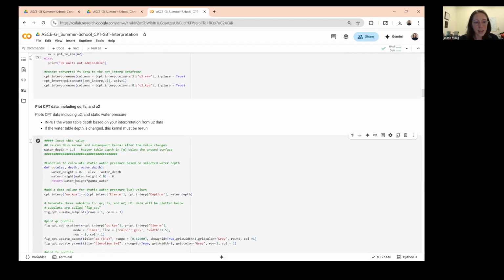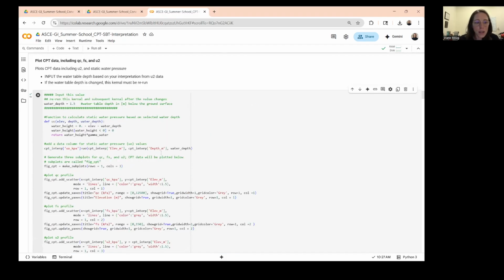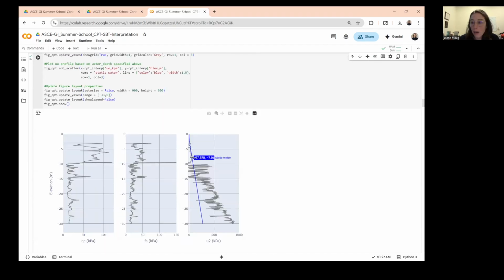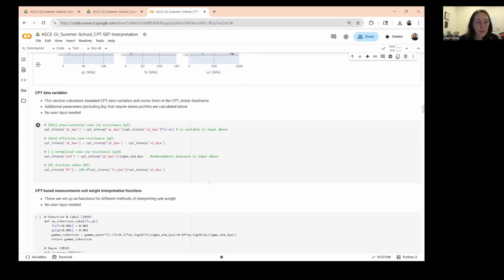In this section here, you'll get a plot of the CPT data, cone tip resistance, sleeve friction, and U2, as well as the interpreted static water table. In this case, we can see that in this upper unit, we're getting about hydrostatic water conditions measured with the cone. And then if you want to, you can also change the water table depth. You can try making it 2 meters, rerun the kernel. And now maybe we see a slightly better fit with the water table at 2 meters depth, a better fit with the U2 pore water pressure.